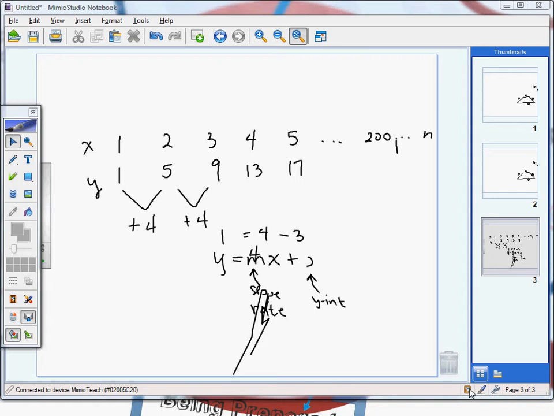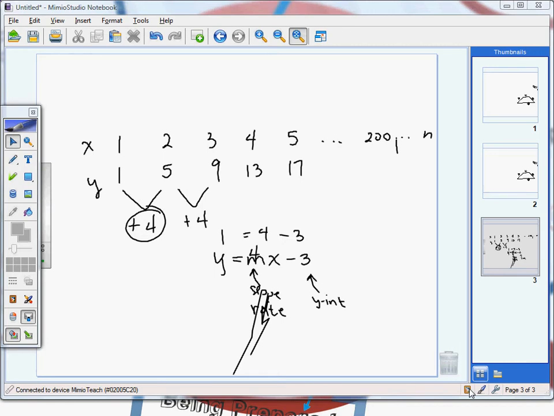And if you try that on all of them, so like 4 times 2 is 8, minus 3 is 5. 4 times 3 is 12, minus 3 is 9. 4 times 4 is 16, minus 3 is 13. You see how that works? Yeah. So you find how they're changing this number, and you plug that in for your slope, and then you just figure out what this has to be to make it work out.